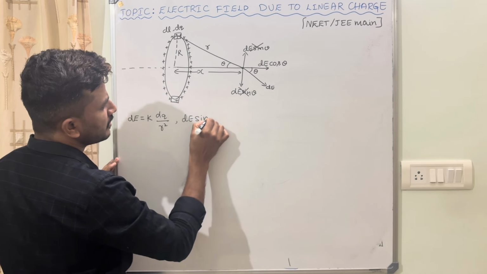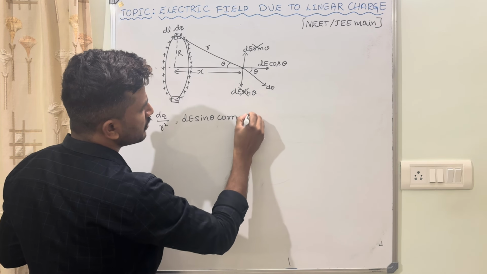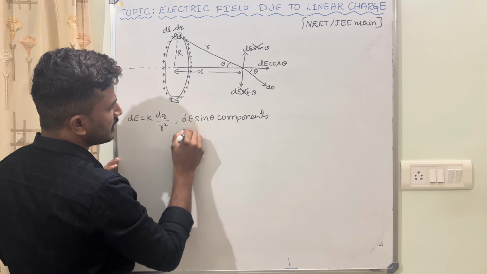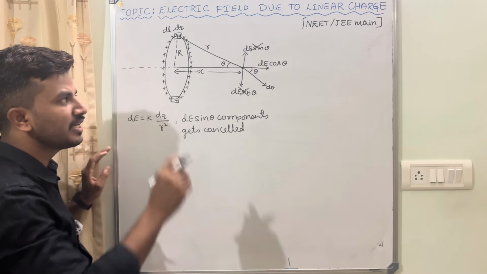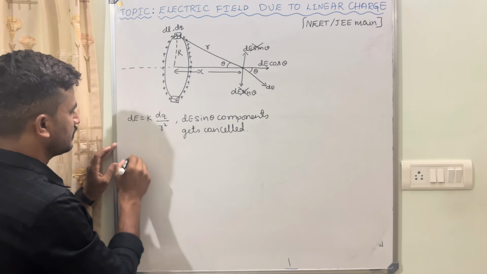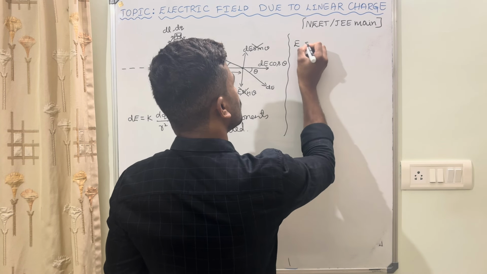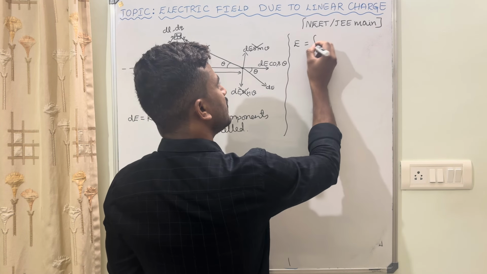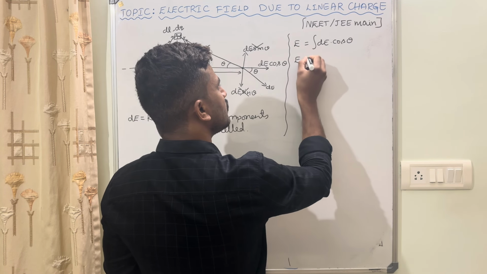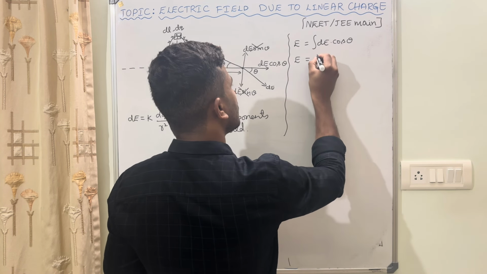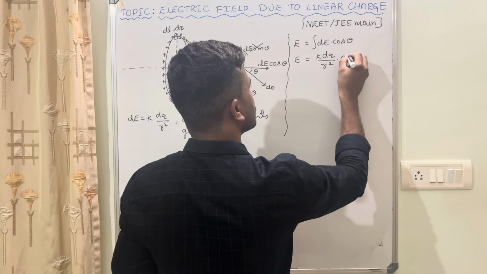The dE sin theta components get cancelled for the complete loop. Only dE cos theta components will be there. Let us integrate it. So E is equal to, at this particular point, the integration of dE cos theta. What is dE? K dq by r square into cos theta.